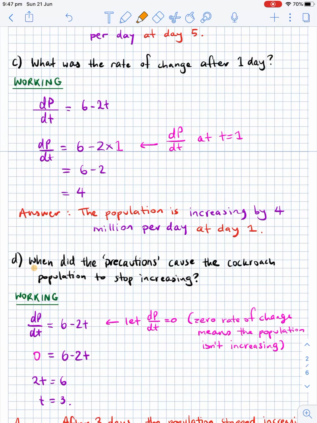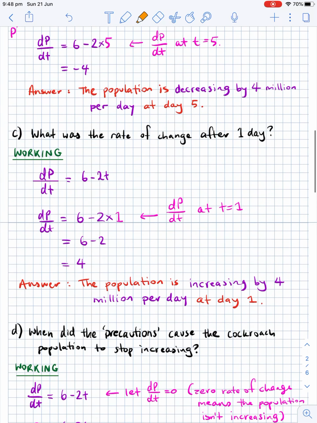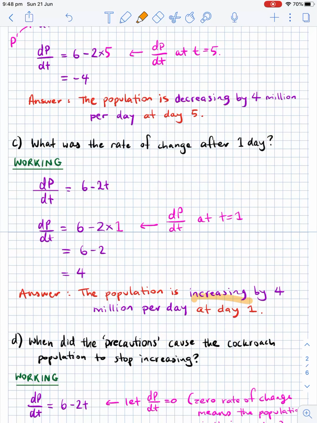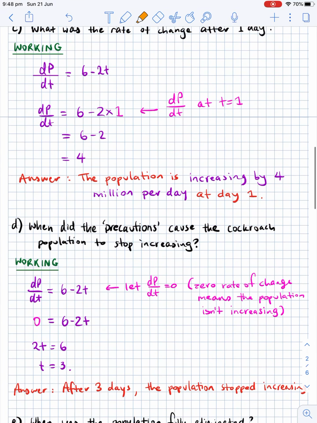Okay, question D. When did the precautions cause the cockroach population to stop increasing? We could see here that it was increasing, and here it's decreasing. When was that change? The idea is we want our rate of change to be 0. A 0 rate of change means that the population isn't increasing anymore. So when our derivative is equal to 0, the population is not going up anymore. It's stopped going up, and then it's going to start to go down. So we want to know when our derivative is equal to 0.